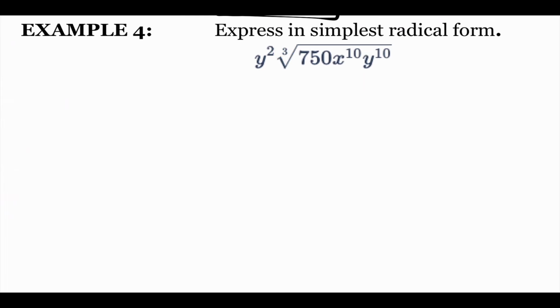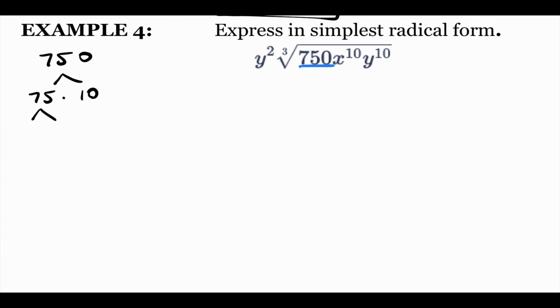So the first thing is the number 750. We got to break that down. Doesn't matter where you start. Just use your calculator. You can divide it by 2. You can divide it by 5. I think the easiest way is to divide it by 10. Any number that ends in 0 can be divided by 10. So you get 75 and 10.